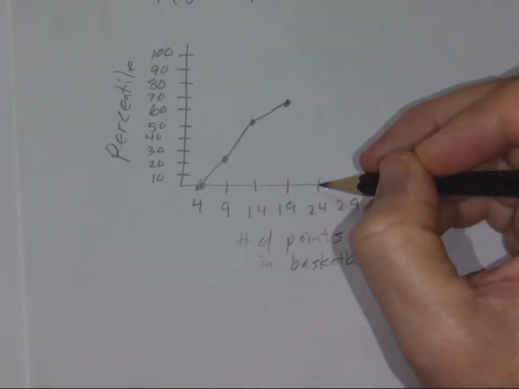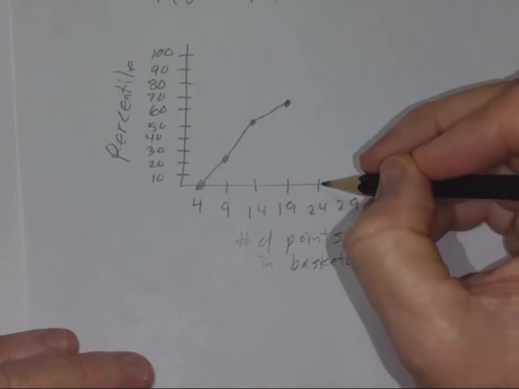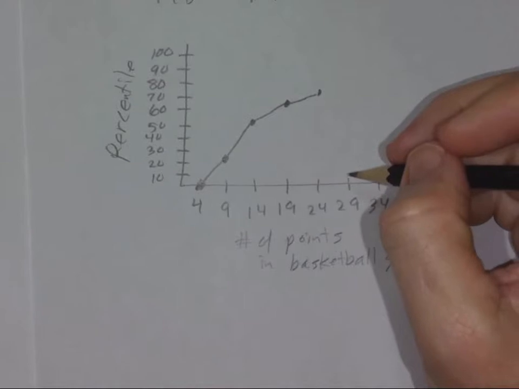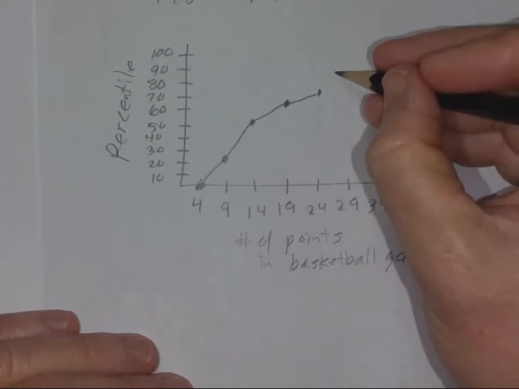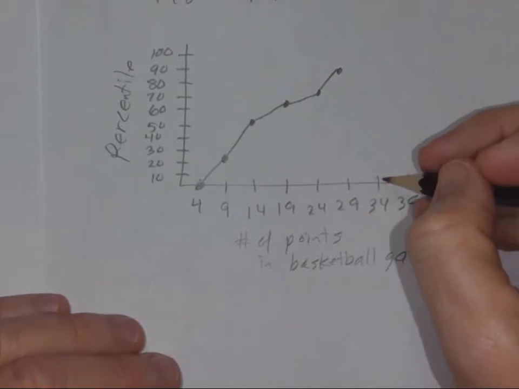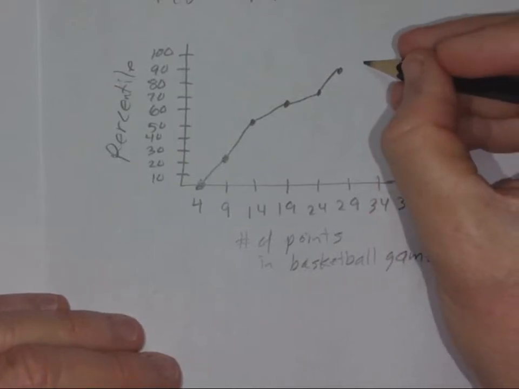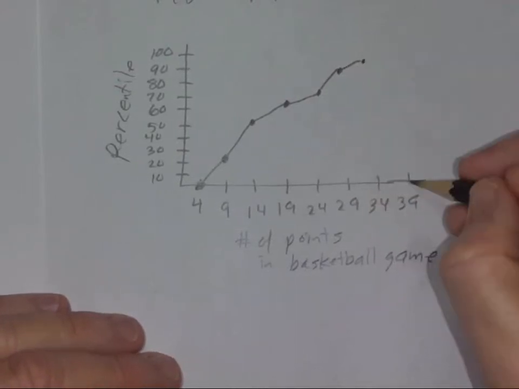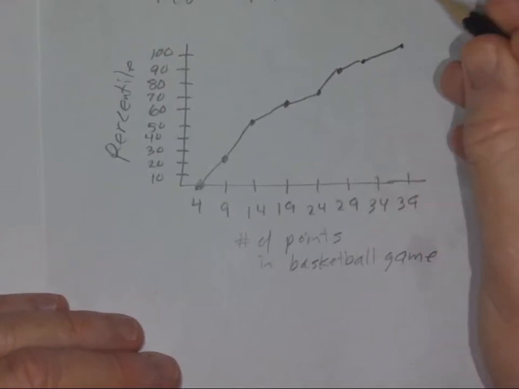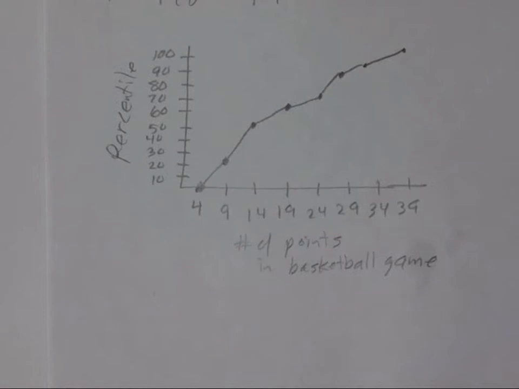And then 24 is 0.72 repeating, so that goes about there. And then 29 is 0.83 repeating, which goes about there. And then 34 is 0.8 repeating, which goes about there. And then lastly, 39. All the numbers occur before 39. And that is how you make a relative cumulative frequency plot. It is in essence a plot of percentiles.